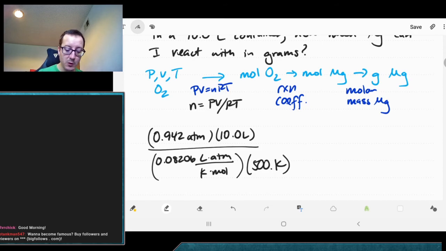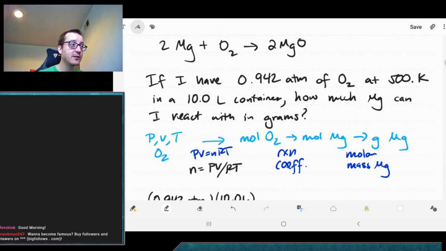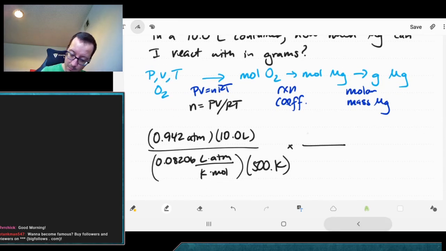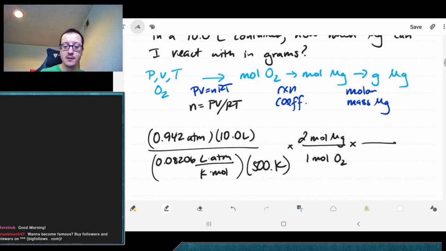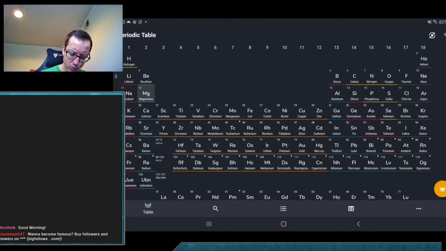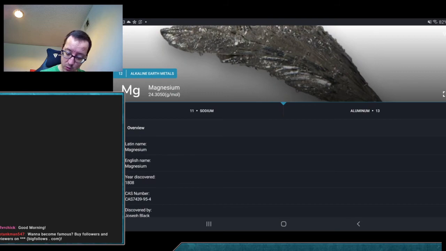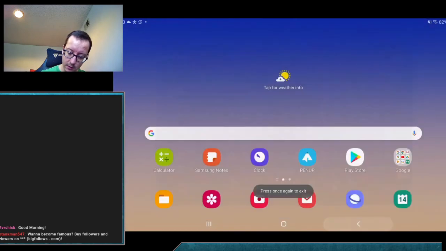Alright, so that'll give us moles of oxygen, right? If we do all this fun stuff, we can now continue on. Our reaction tells us we have 1 mole of oxygen to give us 2 moles of magnesium. And then our molar mass of magnesium was 24.3. Let's find out. 24.31. Okay.